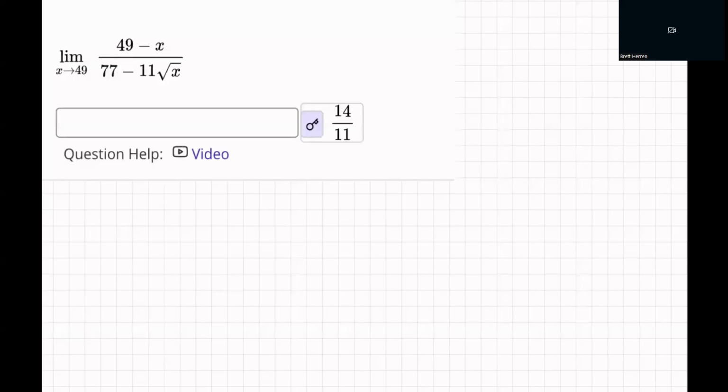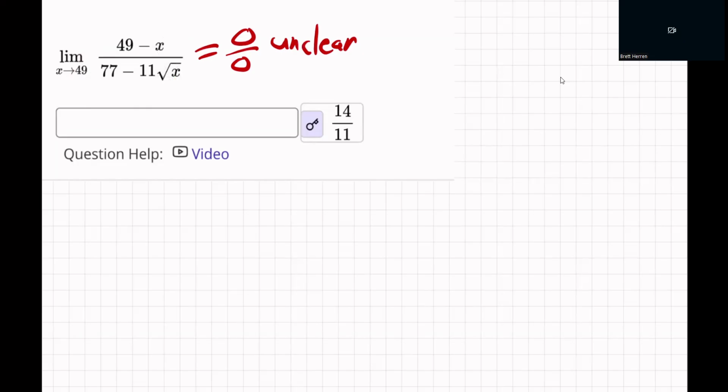Okay, so in this question, x is going to 49. The limit is x goes to 49 of this fraction. You could start by just trying to put in the 49 for the x, because x is going to 49, but it won't work. You'll just get 0 over 0, which is unclear. So that means we have to try something else. So what are we going to do instead?